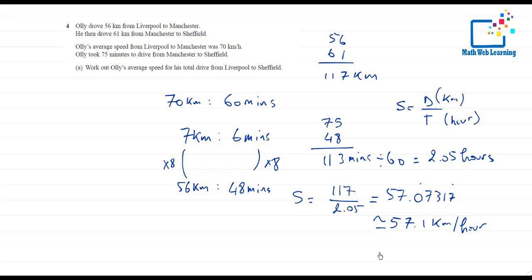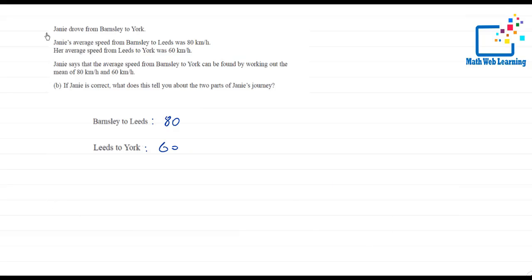Next is part B. Okay, it does ask us if Janie is correct. What does this tell you about the two parts of Janie's journey? Okay, right, I'll put down here the two journeys from Barnsley to Leeds, the first part 80, and Leeds to York, 60.